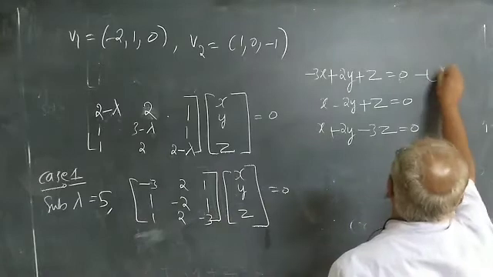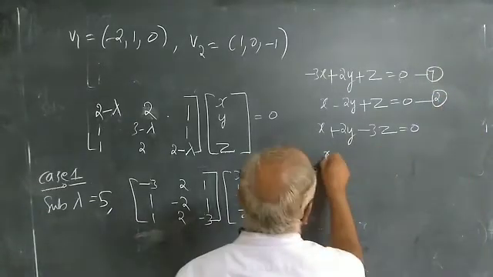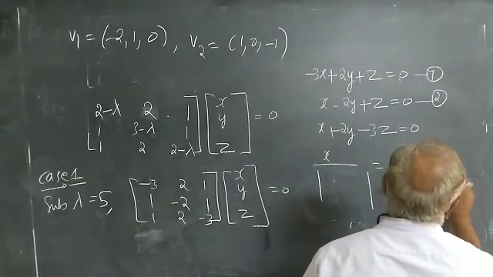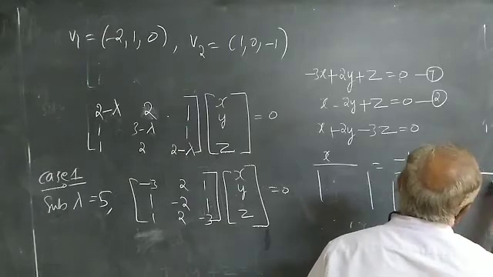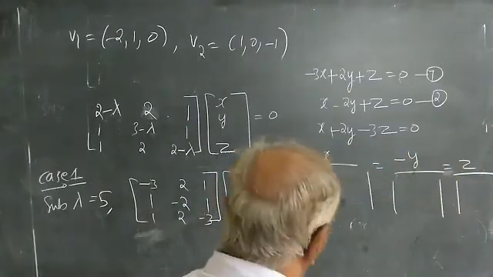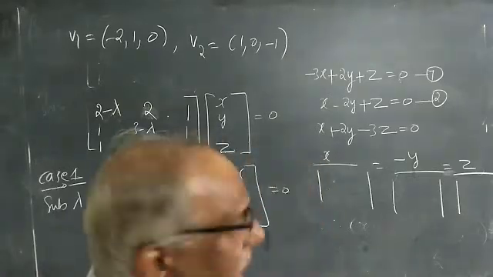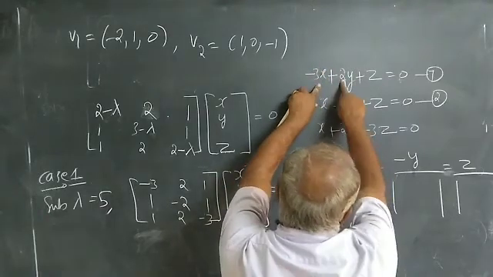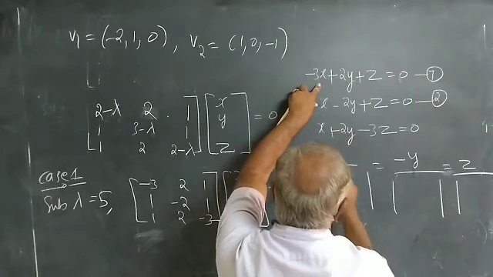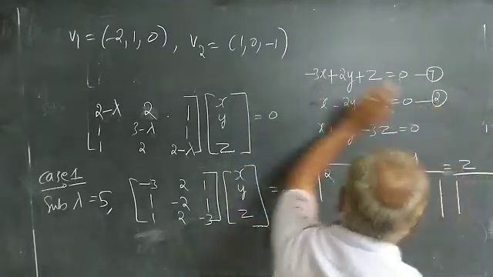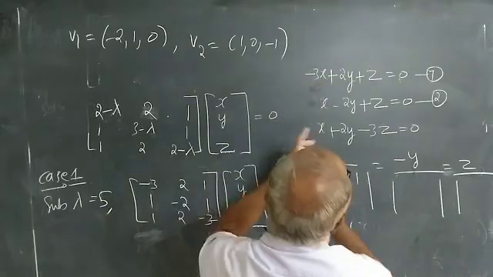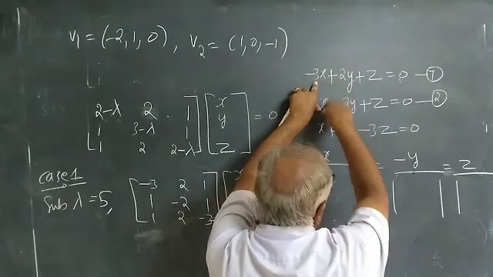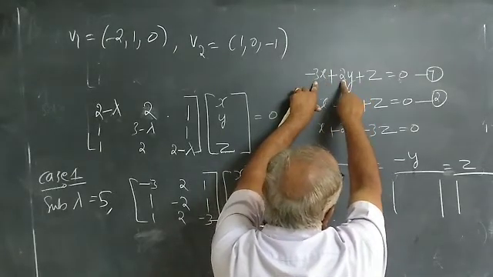Now we consider any two equations and solve for x, y, z. So x divided by the determinant, minus y divided by the determinant, z divided by the determinant. Suppose I am taking x, then forget the x column and write the coefficients of y and z: 2, 1, and I am considering equations 1 and 2. Remove this x column and take only the values of y and z.